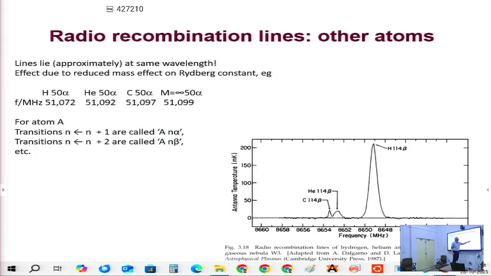And when I was telling you the notation, I was telling you that it's H for hydrogen, actually the atom name here. So it's not H for everything: it's H for hydrogen, C for carbon, He for helium, and so forth. So when I said it was Hn alpha, that was only for hydrogen. I should have said that at the time.